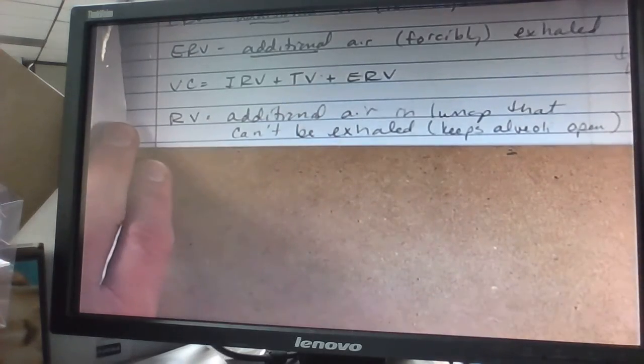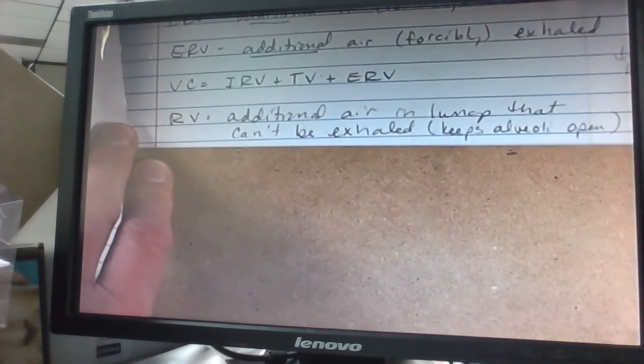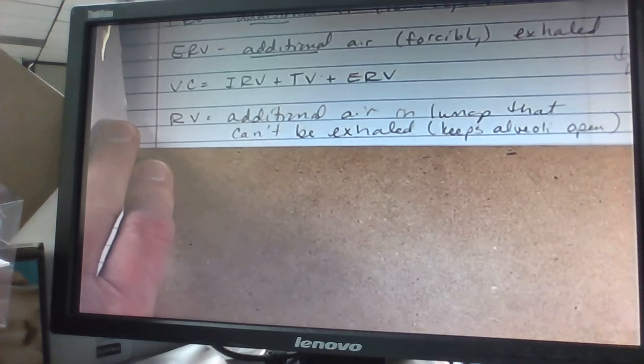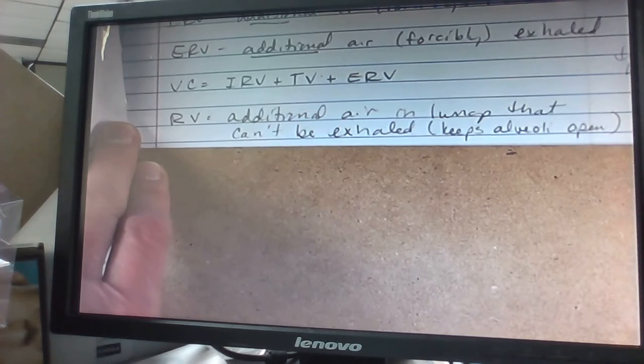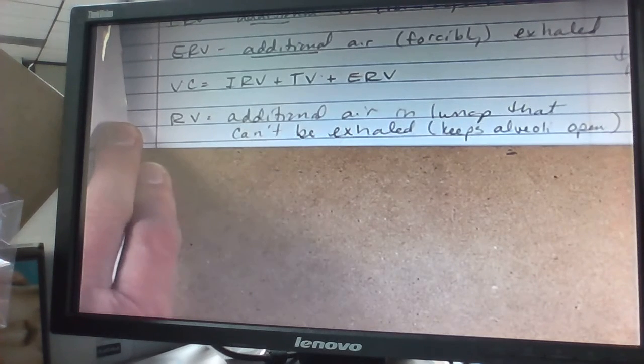The RV on our chart, RV was given as 1.5 liters. I think it's liters on there. The RV is the additional air that's in your lungs that you really can't exhale. It stays in there and you can't force the rest of that out. That's a good thing because your respiratory reserve, that additional air, helps to keep those alveoli open.